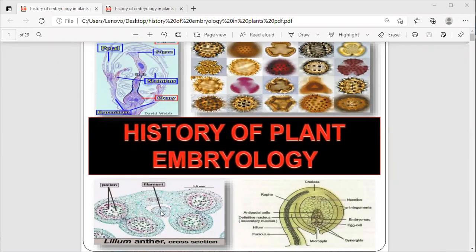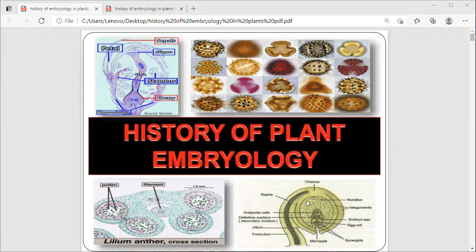And these are the cross sections here. Another is the diagrammatic figure. Diagrammatic is not a slide, but a diagram we have prepared. So this is the TS of ovule, and that is the anatropous ovule. Why do I call it anatropous? Because of the arrangement of this ovule. This is the chalaza, the base part. This opening is called the micropyle.